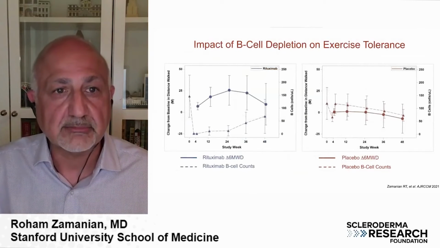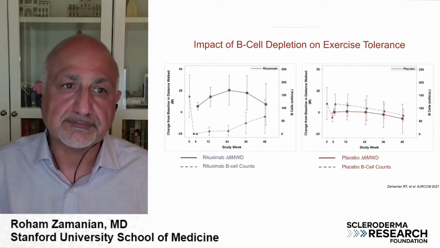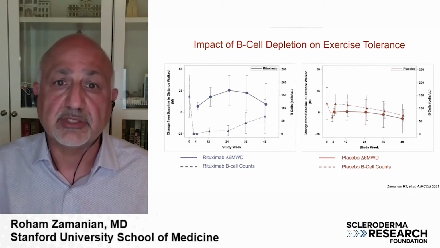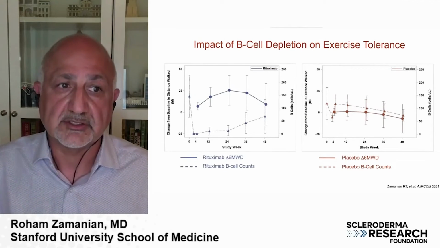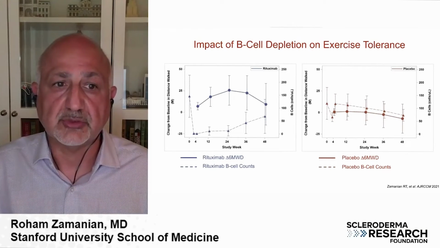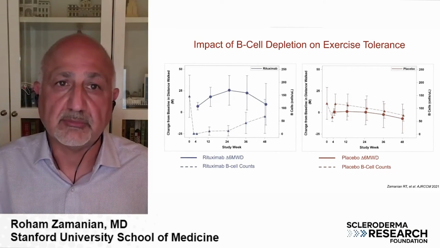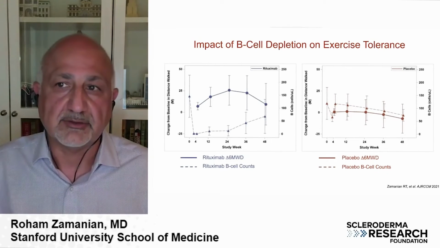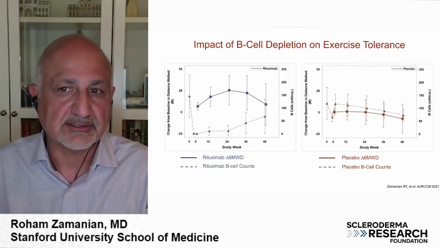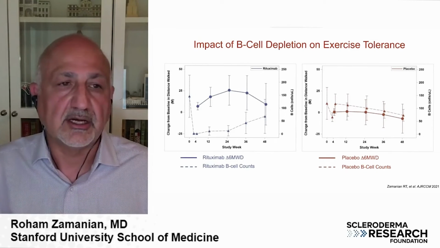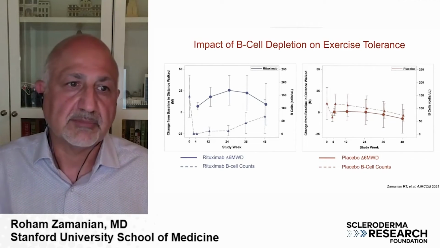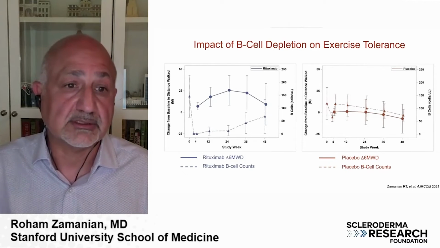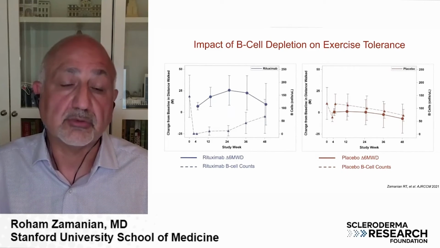And what is interesting in blue here is you could relate that improvement in exercise capacity to the reduction of the B cells. So the B cells are shown here in dashed lines, both in the blue, the rituximab group, and in the placebo group. And you see that placebo didn't affect the B cells at all because that was just saline. But patients who received rituximab, their B cells went down. And by 24 weeks, they were at a very good low level.